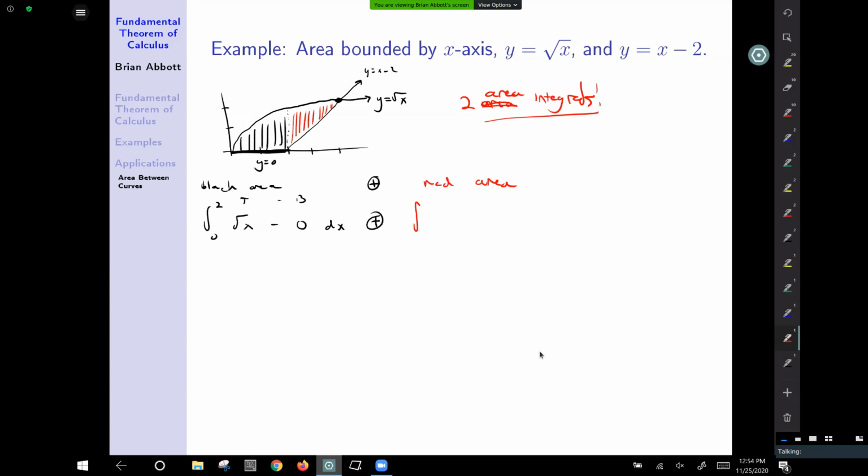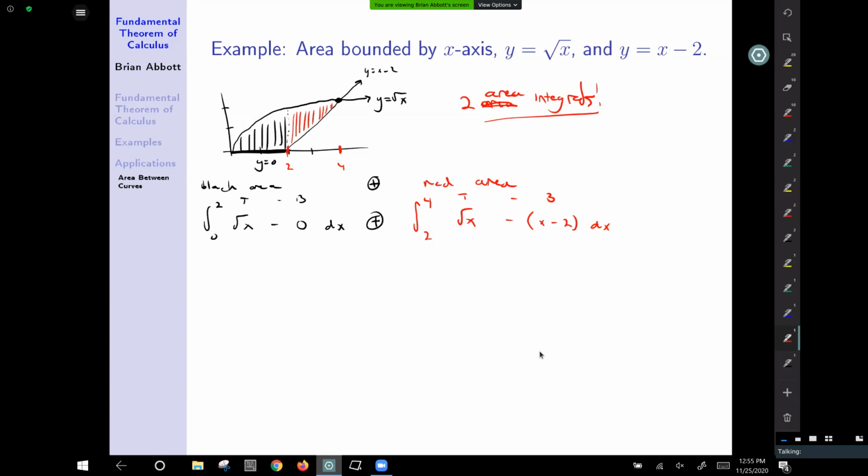Okay, so the red area is going to go from 2 to 4 because here is x equals 2 and here x equals 4. And that's going to give us the area trapped between those two curves. So what's our top curve in this case? Be careful. Our top curve is still the square root of x minus our bottom curve. Well, our bottom curve is that line, so we need to subtract the line equation, x minus 2. And there we've got ourselves our area.